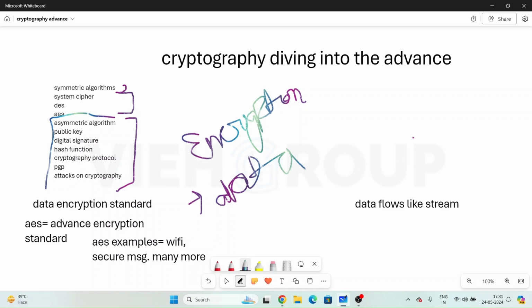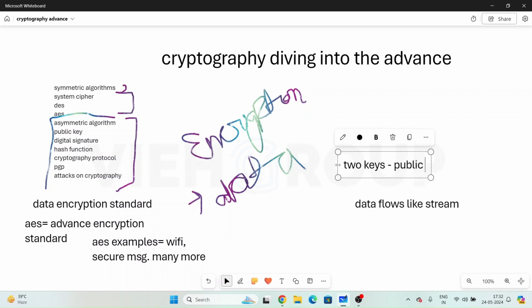So first is key pair. What do you understand by key pair? About this word, a pair of keys. This is where things get really interesting. There are two keys. I'm going to write: there are two keys. First one is public and second is private.